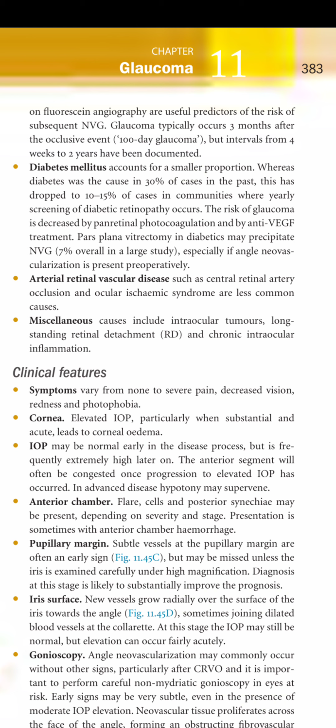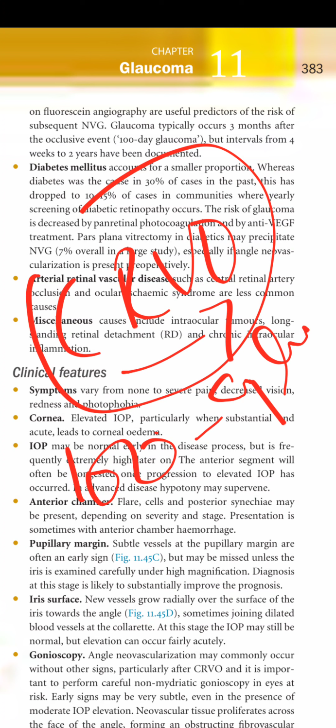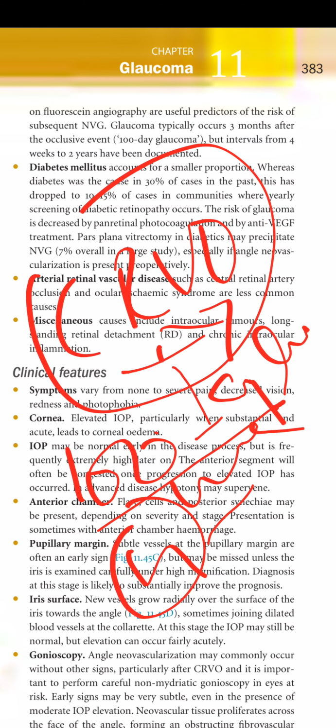So the most common is CRVO, and it is one of the most common causes of neovascular glaucoma, and it usually occurs 100 days after the attack, so it is known as 100-day glaucoma, but sometimes the interval is also reported to be 4 weeks to 2 years.